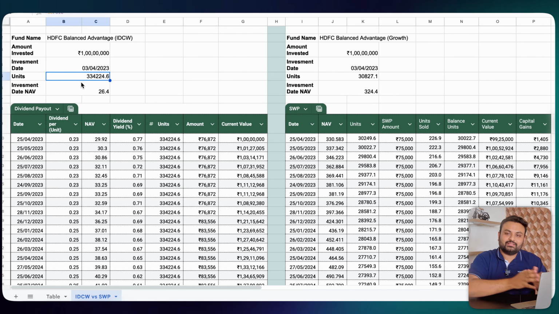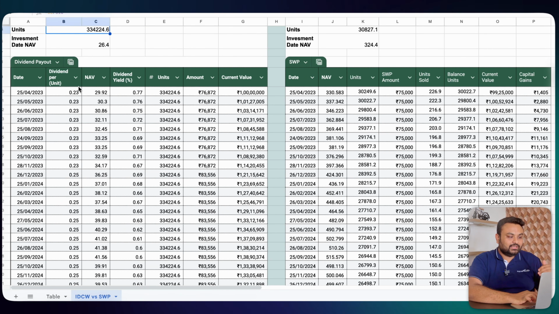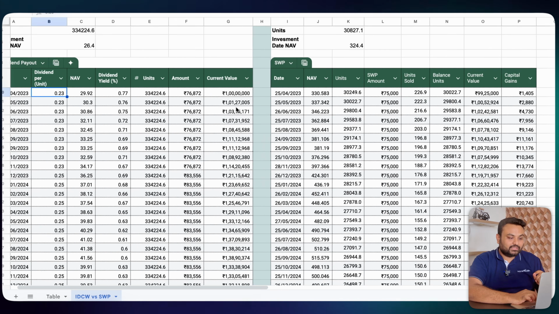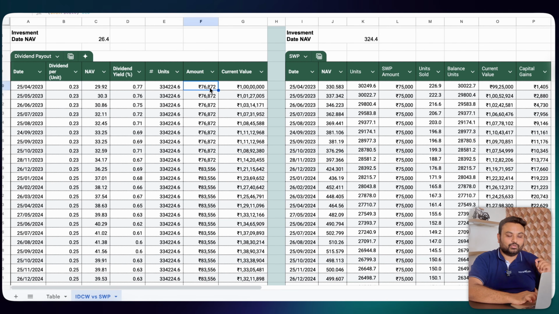You multiply units with the current NAV. Now, if you see the dividend mode, you made the investment on 1st of April, and because it's a monthly dividend kind of scheme, they give you 23 paisa per unit as dividend every month. So because we had 334 units and we got 23 paisa per unit, the dividend that we received that month was 76,800. So on a 1 crore investment, you start getting 76,800 per month.